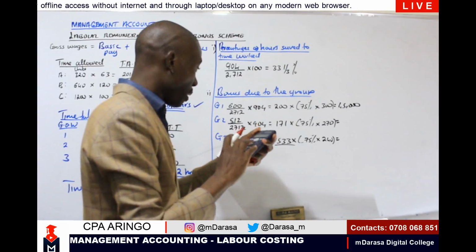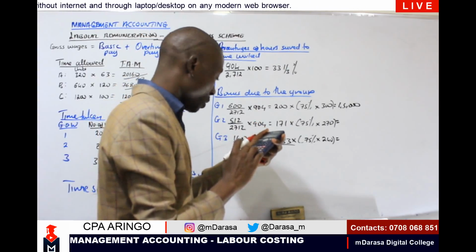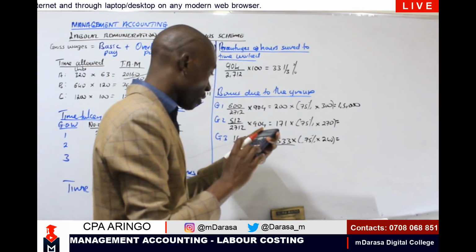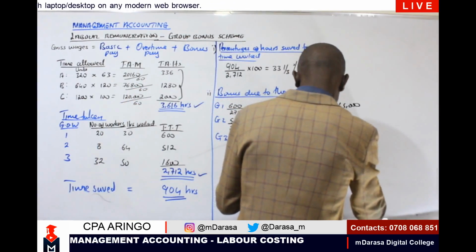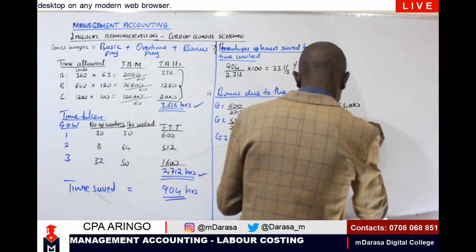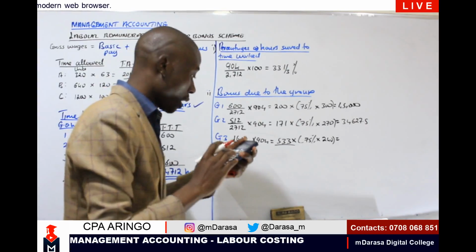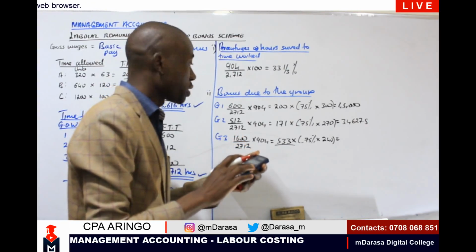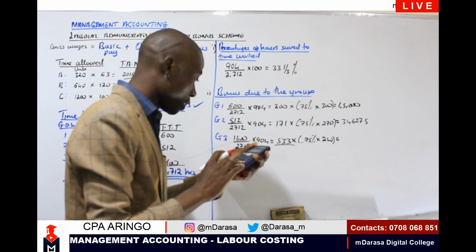171 we multiply by 0.75 times 270. That should give us how much? 34,627.5. Then the other case, we should be talking of how much, my good students? That should be 0.75 times 533.